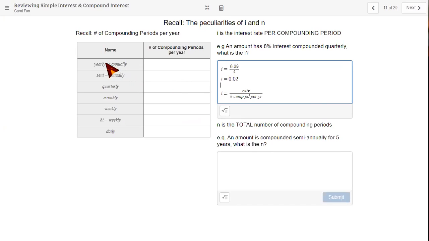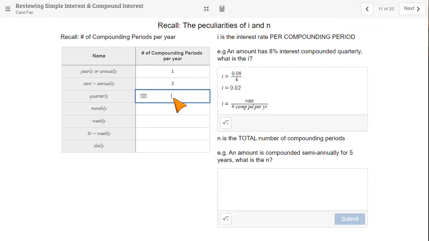So let's just review what it means when they're talking about compounding periods. Let's say we had compounding yearly or annually. We're talking about getting interest once a year. If it's semi-annually, we're talking about 2. Quarterly means 4 times. Monthly, we have 12. Weekly, 52. Bi-weekly means every other week, so there's 26 two-week periods in a year. And daily would be 365.